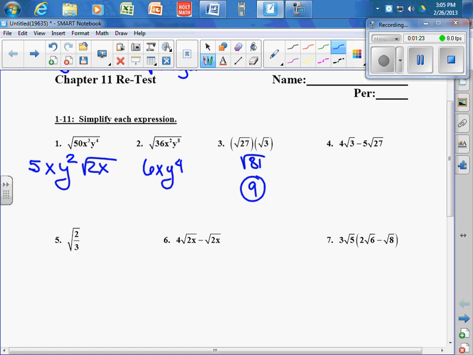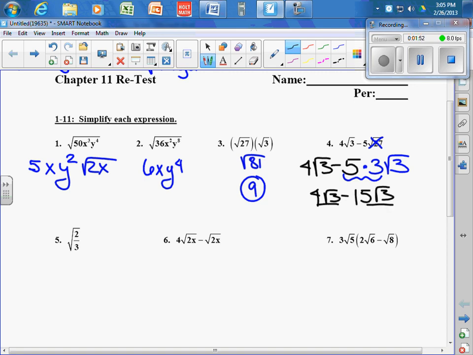4 radical 3 minus 5 radical 27. Can't we simplify the radical 27? So I'm going to have 4 radical 3 minus 5. Now, what's radical 27? Well, that's going to be times 3 radical 3. These two numbers get multiplied, so we're going to have 4 radical 3 minus 15 radical 3. Since we have like terms, 4 minus 15, negative 11 radical 3.